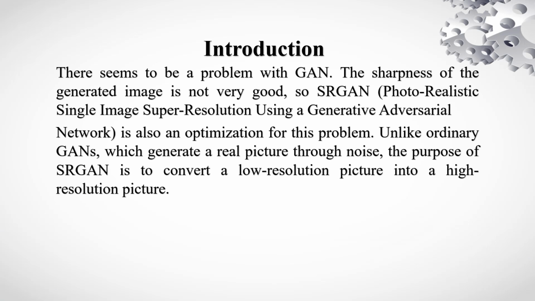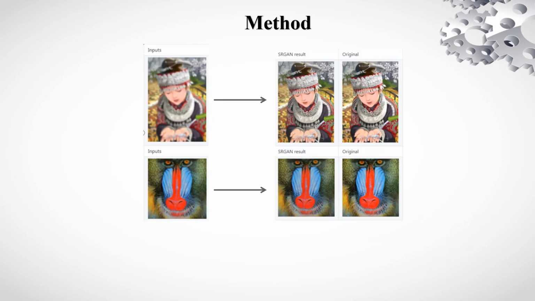In the introduction, we all know that GAN is very popular in recent days, but it has some weakness about generated images. Sometimes they are not very good. So SR can sometimes solve this problem. The main purpose of SRGAN is to convert a low-resolution picture into a high-resolution picture. And this is the method of how we use SRGAN to solve this problem.